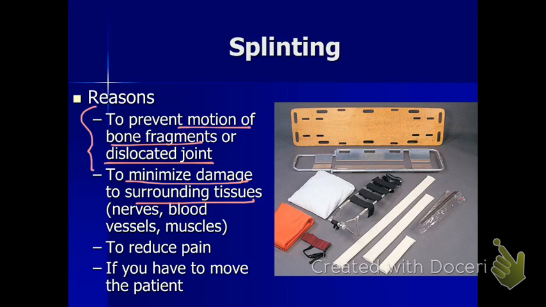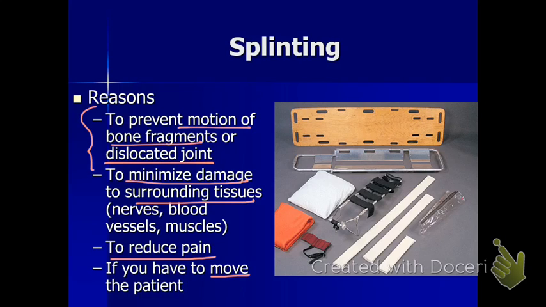If a patient has pain with movement, splinting them obviously causes immobilization, which means they can't move, and so you get a reduction in pain. And then last but not least, if you have to, let's say, move a patient who has an unstable fracture or who is in pain because they can't move the joint, then in that case, splinting would be indicated as well.